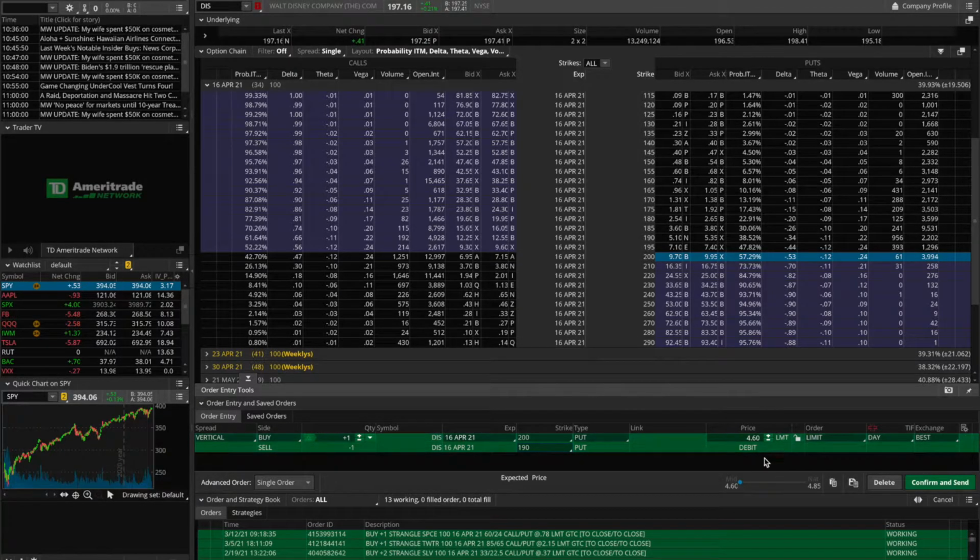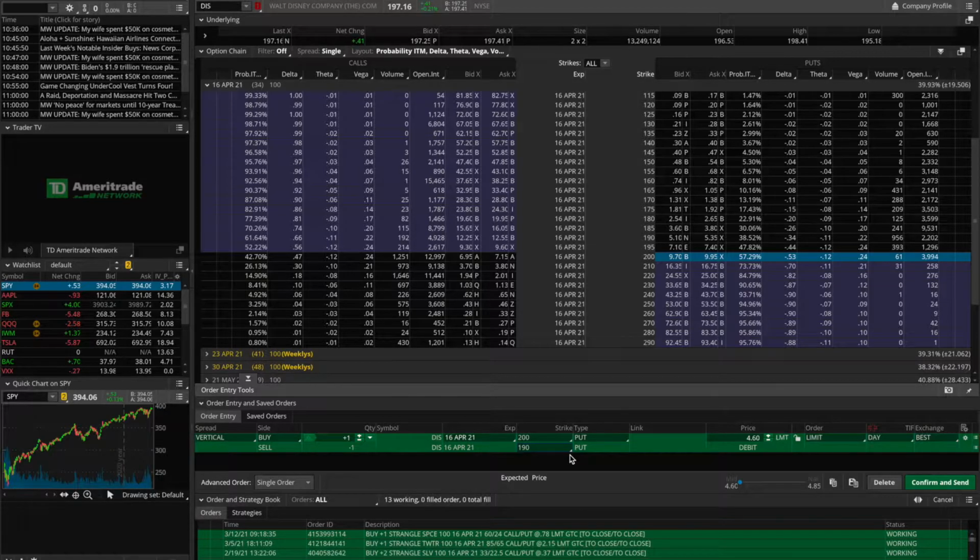But obviously this put debit spread here is a lot cheaper than just buying this 200 strike put option by itself, right? $1,000 for just the 200 strike put option versus only $460 for this put debit spread. So using these spreads is definitely a way to reduce the capital requirements to get into a position.